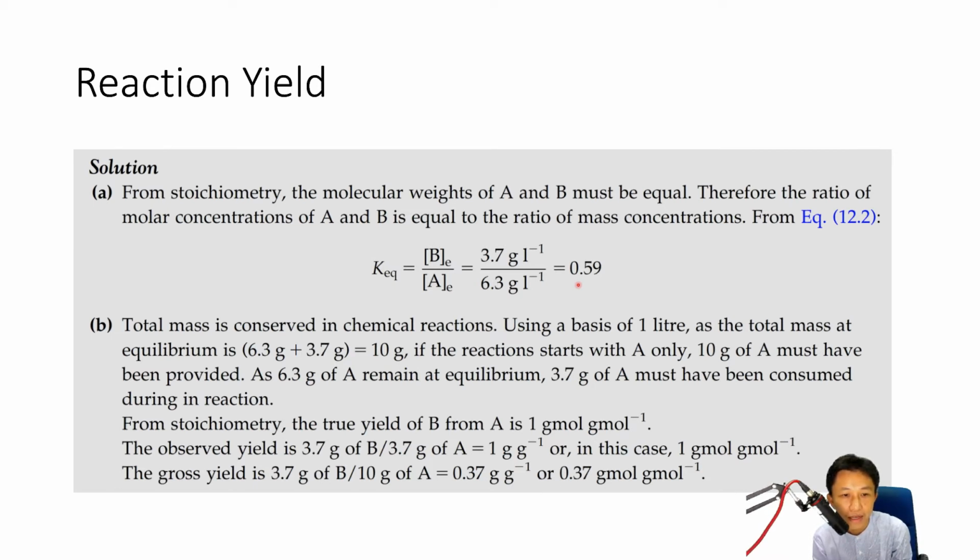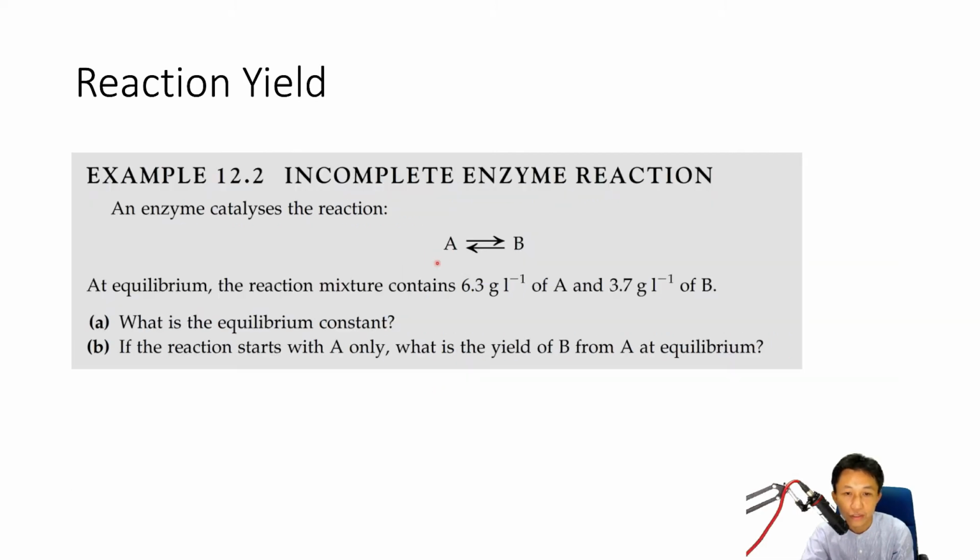And total mass is conserved in the chemical reaction. So you can notice that the total mass is equal to 10 gram. And with A at the beginning, it is only 10 gram. Okay, at the beginning and at the equilibrium, the ratio is 1:1.